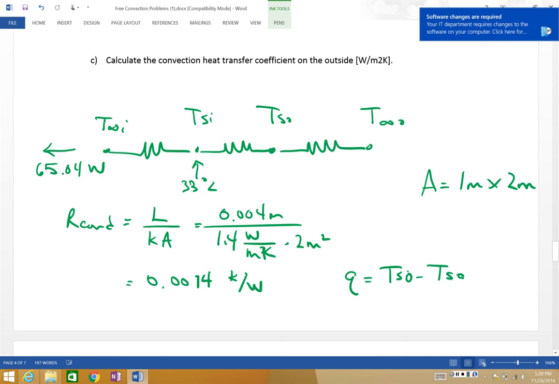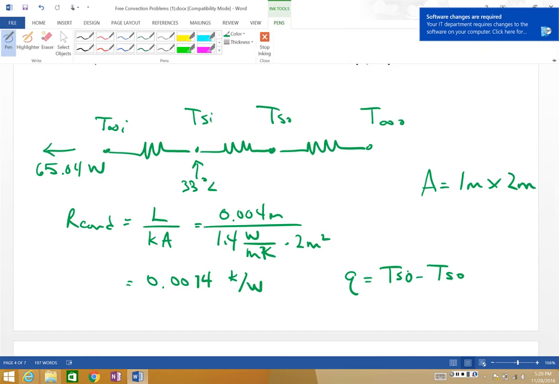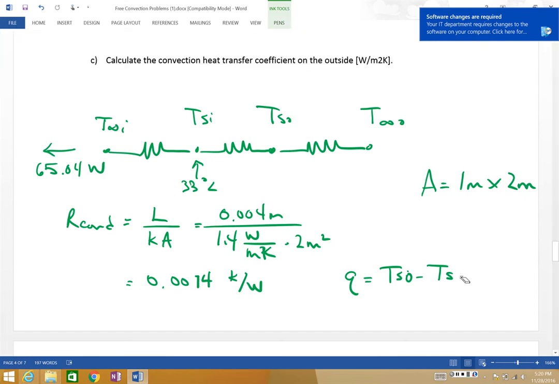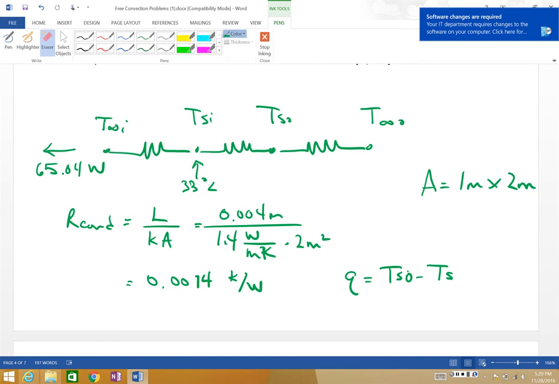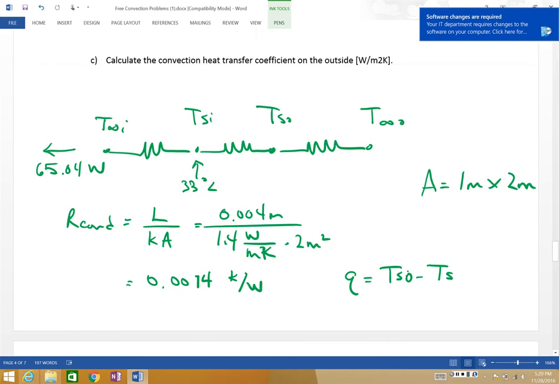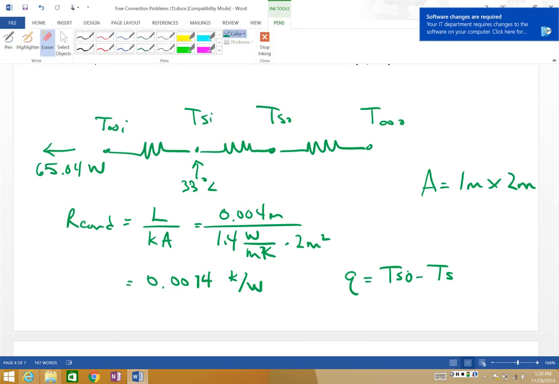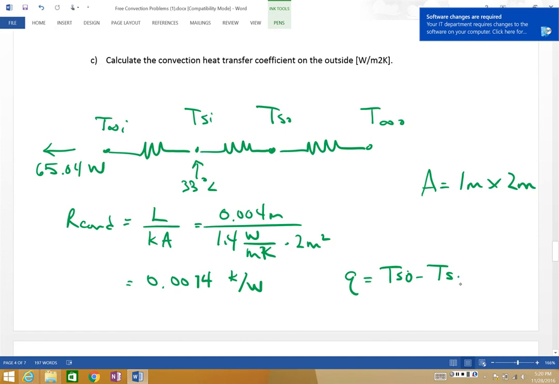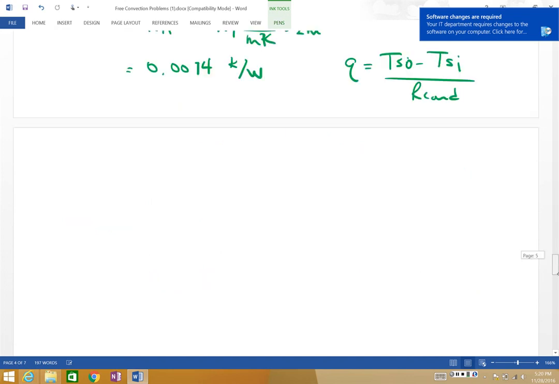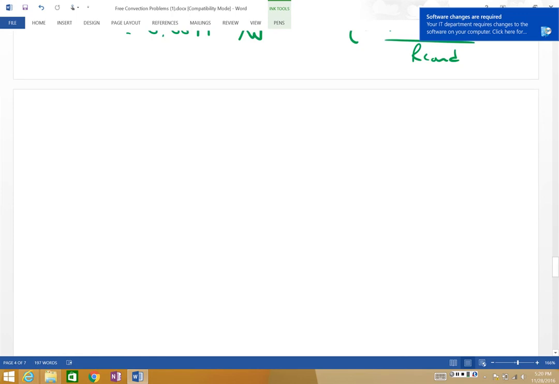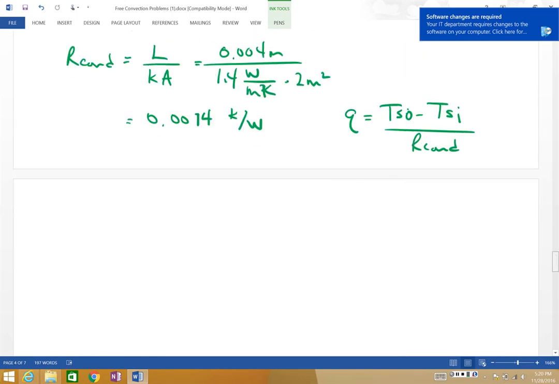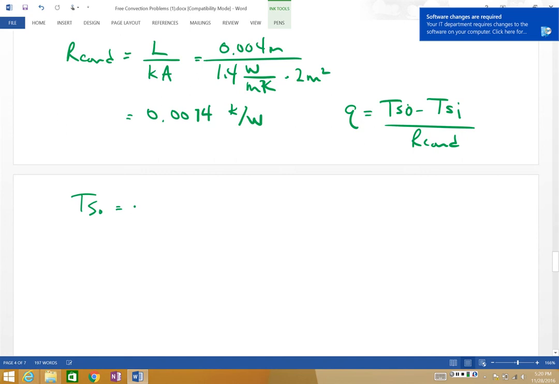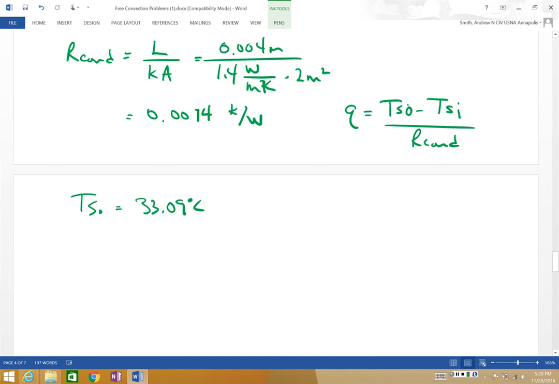So Q is T surface inside minus T surface outside. Actually, the other way around. T surface outside minus T surface inside divided by R conduction. Solving for T surface outside, I get 33.09 degrees C, so not much of a drop across the glass.